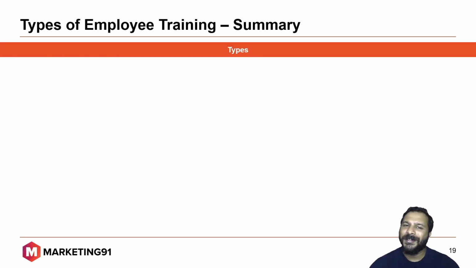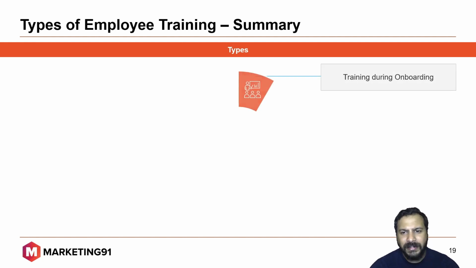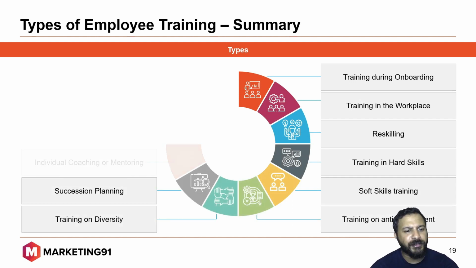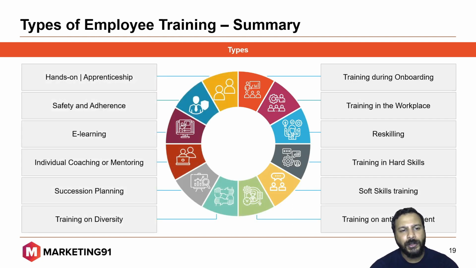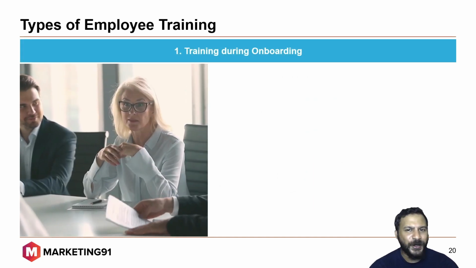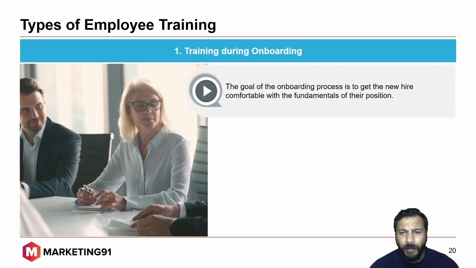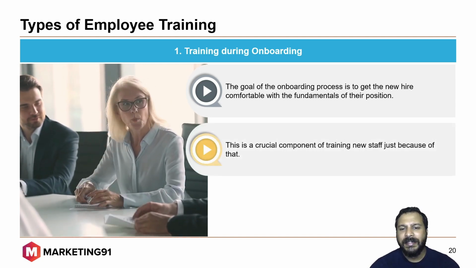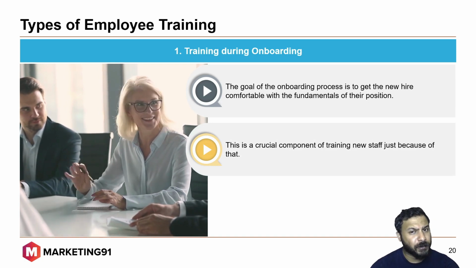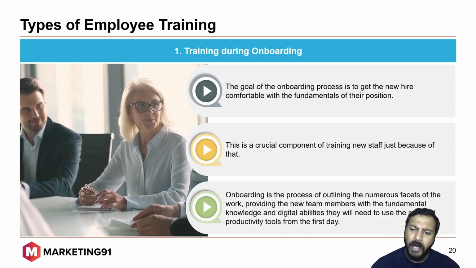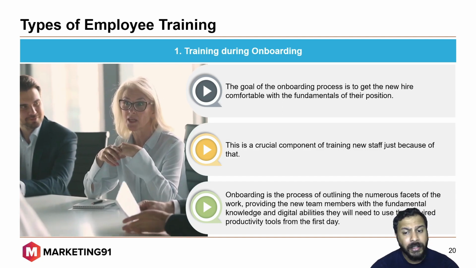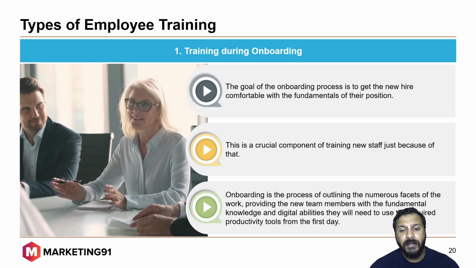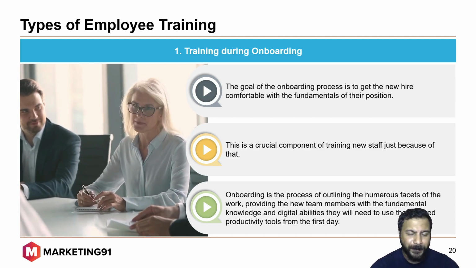Moving on to the types of employee training. Well, there are several types, as we can see here, and we'll be spending a brief amount of time on each type of training. Let's start with the first one, which is training during onboarding. The goal of the onboarding process is to get the new hire comfortable with the fundamentals of their new position. This is a crucial component of training new staff. Onboarding is a process of outlining numerous facets of the work, providing the new team members with fundamental knowledge and digital abilities that they will need to use for the required productivity tools from the first day.